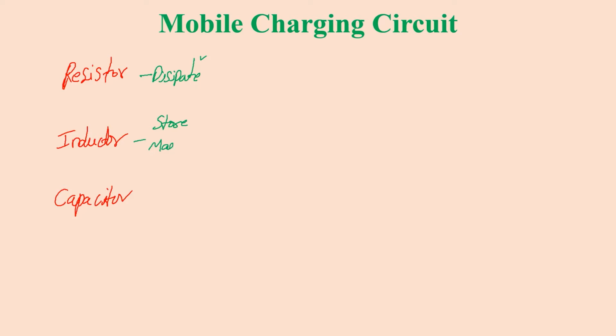Mobile charging circuit. Okay, before going for mobile charging circuit, just remember, first we studied about resistor, inductor, capacitor. Resistor is going to dissipate energy. Dissipate means it will spend the electrical energy. What will the inductor do? It will store. How will it store? In the form of magnetic field. Capacitor is going to store energy in the static field.